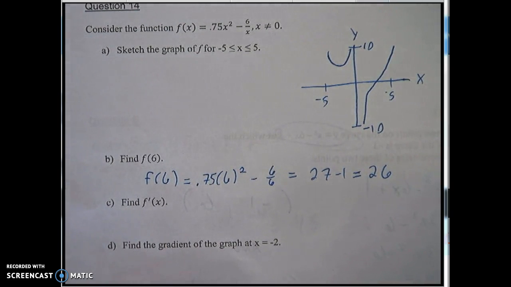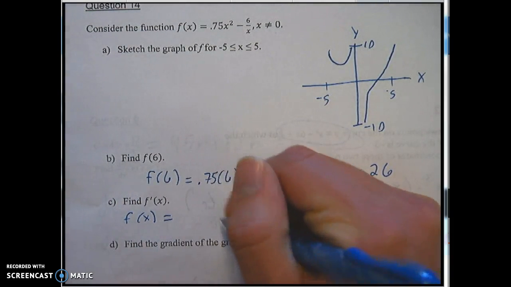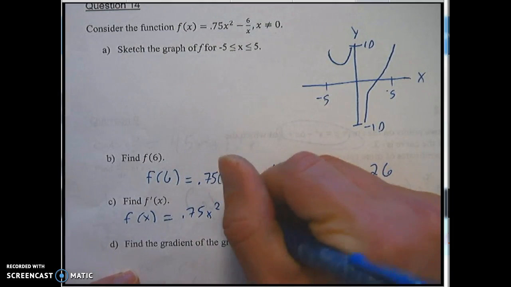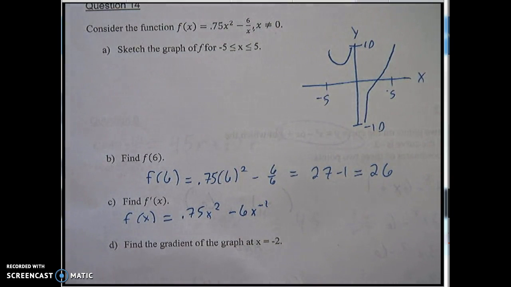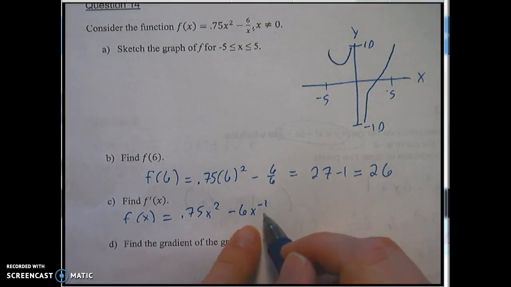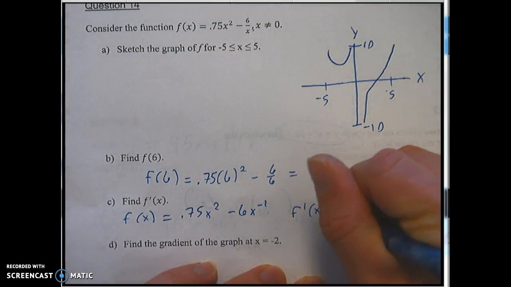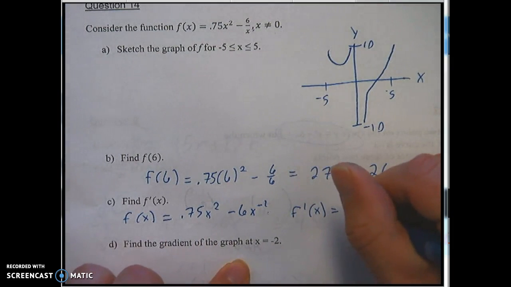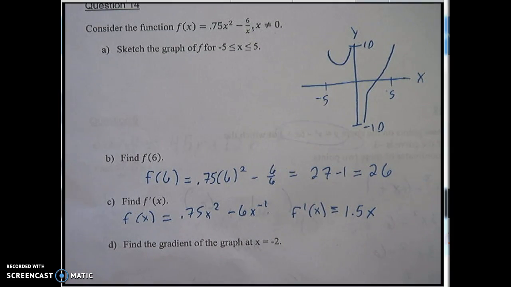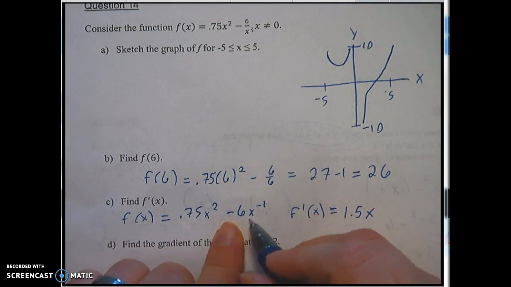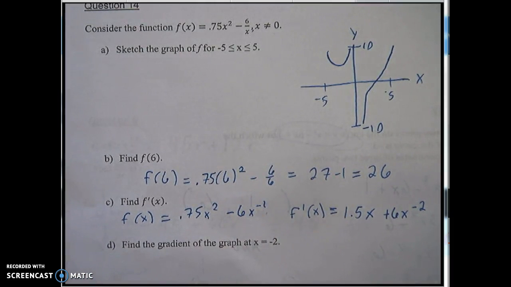Find f prime of x. Before I do that, I want to rewrite f of x a little bit. I want to rewrite it as 0.75 x squared minus 6 times x to the negative 1, because if I leave it like that, it's hard to take the first derivative. But if I rewrite it as x to the negative first power, that looks like something I can do. So f prime of x is going to be 2 times 0.75, which is 1.5 x to the first power. And now I'm going to have negative 1 times negative 6 is positive 6x to the negative second power, because negative 1 minus 1 is negative 2.